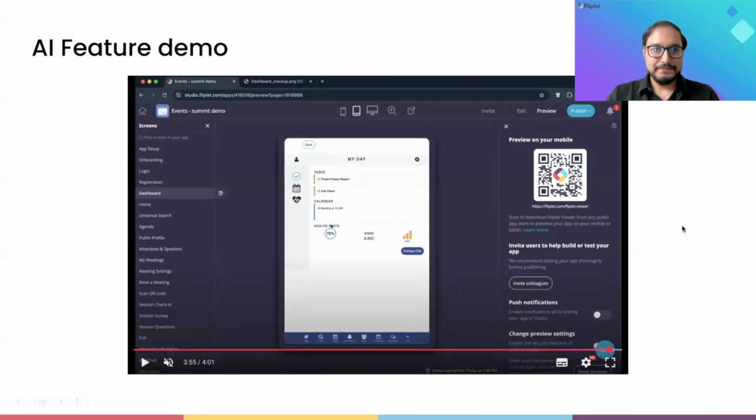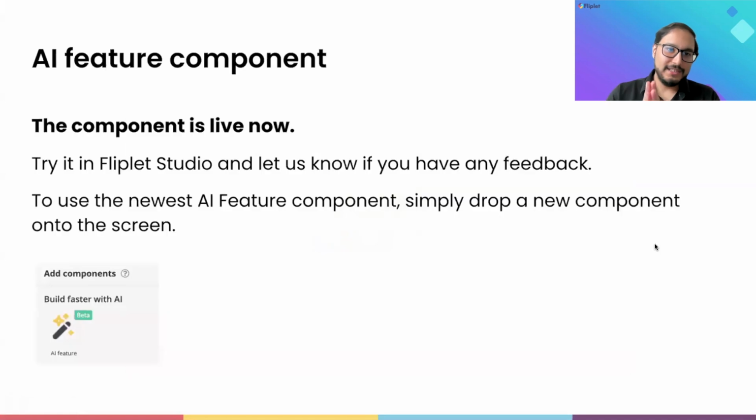Cool. So the component is live now. You can try it in Fliplet Studio and let us know if you have any feedback. In order to use the newest version of our component, you simply drop a new version of the component onto the screen. It's right at the top of the component list, and it has the icon that's shown below.